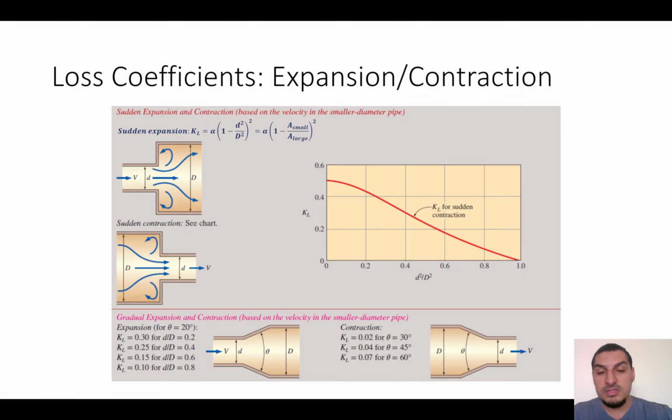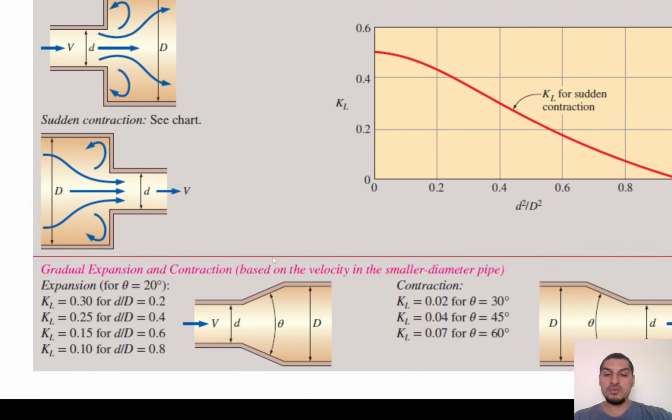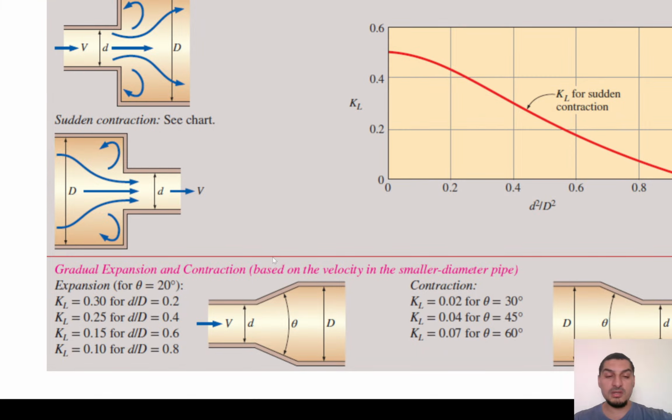If it's gradual expansion and contraction, we need to include two parameters: the ratio of the diameters and the angle by which the diameter is increasing or decreasing. So we have here theta, which is this angle, and theta is double this angle. If you look at this angle here, this is half theta. So if theta is 20, then this angle is 10.